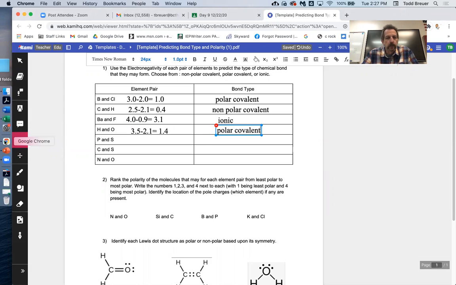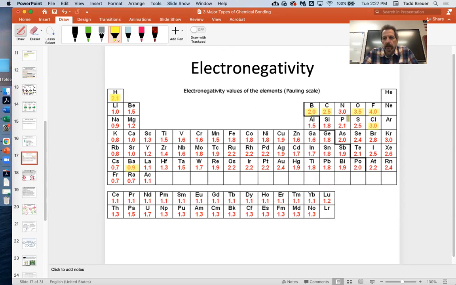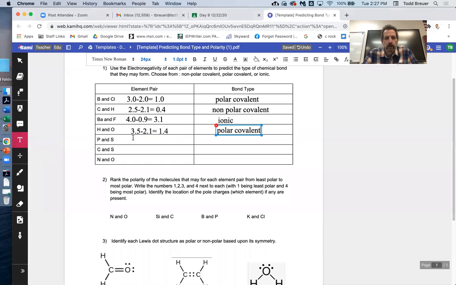P and S. So P and S, we go back to our table. P is 2.1, S right alongside of it, 2.5. So 2.1 and 2.5, right? So let's list the highest one first so that we don't get a negative value. The difference is 0.4, which we've seen before up above, right? That would be non-polar covalent again. Right, when that difference gets to 0.40 or below, it tends to be non-polar covalent.